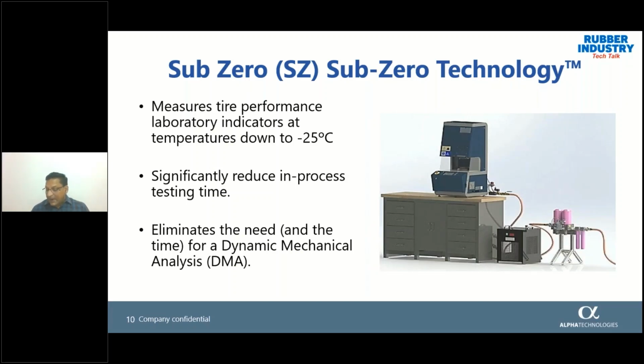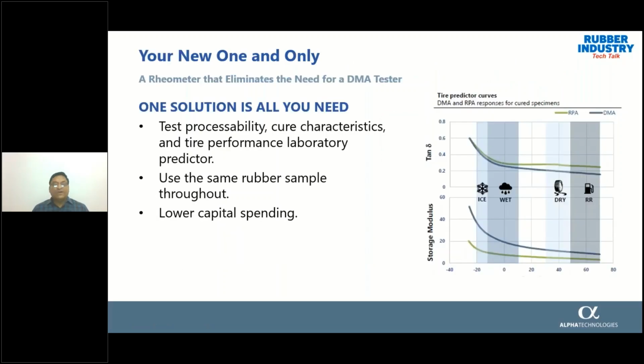Thus, RPA Sub-Zero is a one-stop solution that is all you need for quality control and R&D testing for processability, cure properties, and the tire performance laboratory predictor. It uses the same rubber sample, thus it saves energy and effort with alpha reliability, and it encompasses lower capital spending.